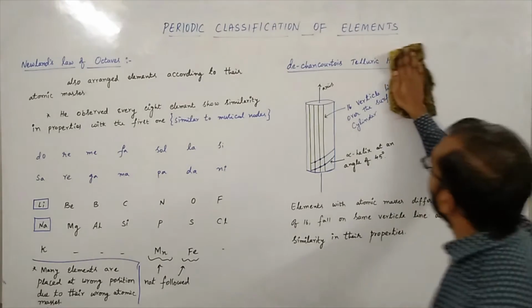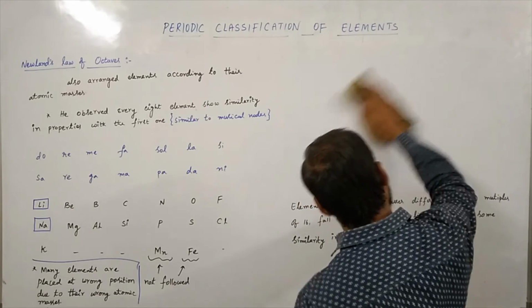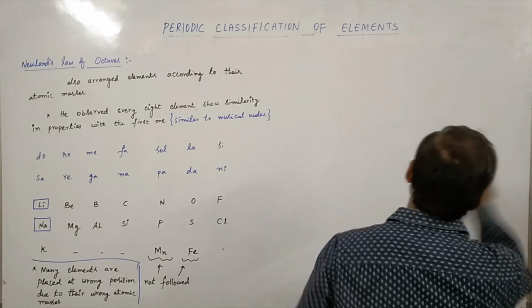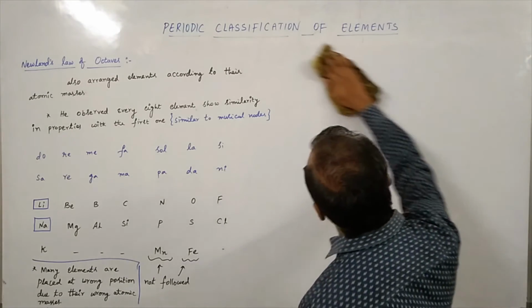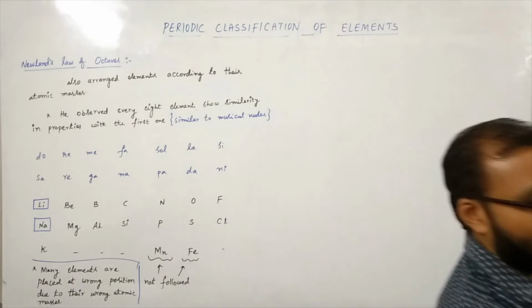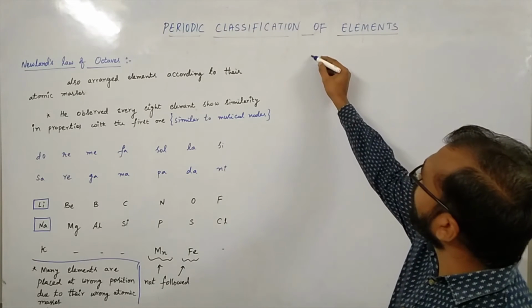Later, another scientist, Lothar Meyer, as well as Mendeleev, the Russian. Lothar Meyer is German. Both did a few experiments independently and both proposed another model at the same time. So let me start our discussion with the Lothar Meyer curve.